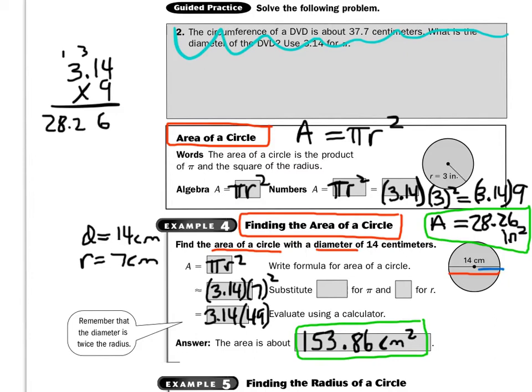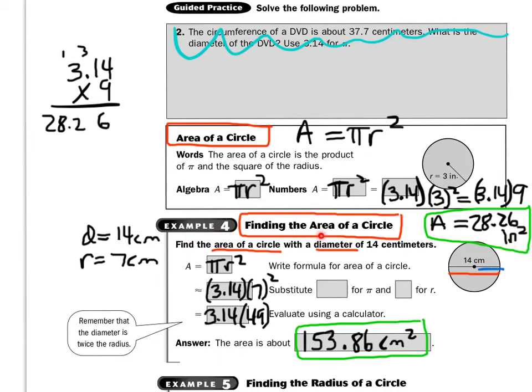All right, and so if I were trying to find the area of this circle, see how the radius is 3 inches? I would say the area equals pi times the radius squared. I'd plug in 3.14 for the pi and 3 for the radius to the second power. You have to do the exponent first, okay? So 3 to the second power means 3 times 3, which is 9. And then 9 times 3.14 would give me 28.26 inches to the second power. Remember, area is always units to the second power.